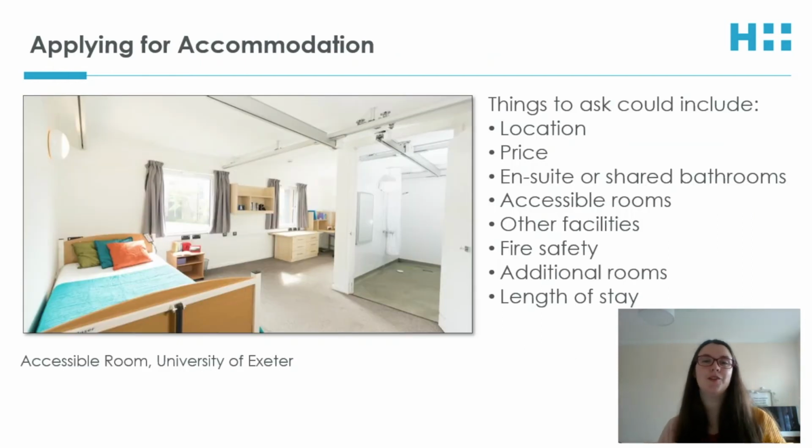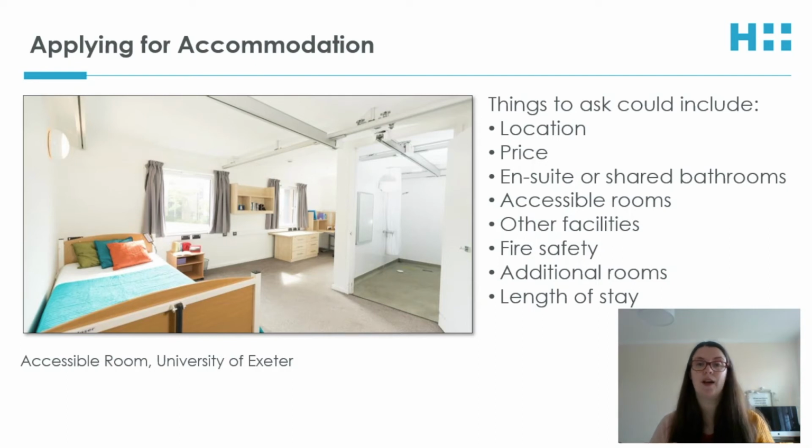If you do choose to live away from university in student accommodation, there are things that you might want to consider. A list of those are on screen now. So in terms of location, you might want to think about where you actually want that to be situated. So for example, if you have mobility concerns and you can't necessarily walk for a long distance, you might want to find accommodation that is as near to where you're studying, where you're being taught, and where you eat as possible. You might want to think about price as well.